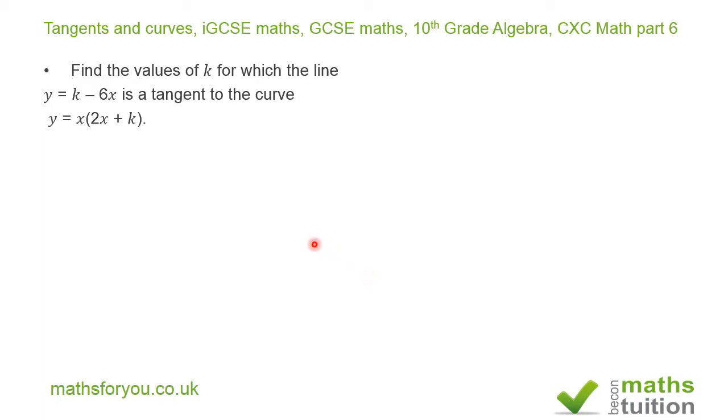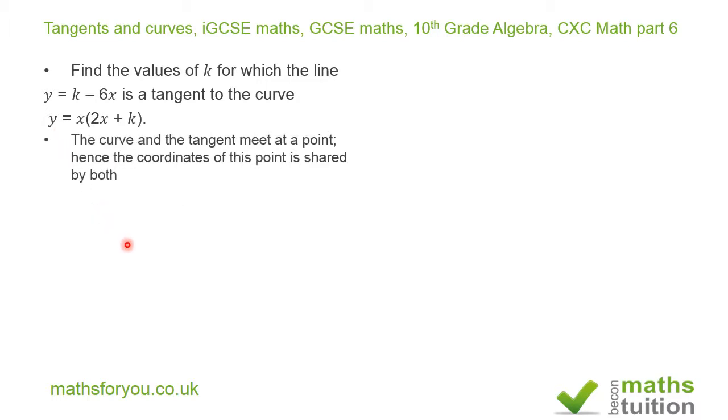Now, because these two lines meet at a point, that means that the y values will be the same. So we then equate 2x plus x into 2x plus k is equal to k minus 6x, because these are the y values. If we then open up the brackets, we have 2x squared plus kx equal to k minus 6x.